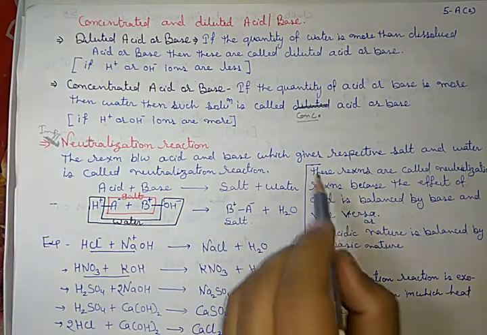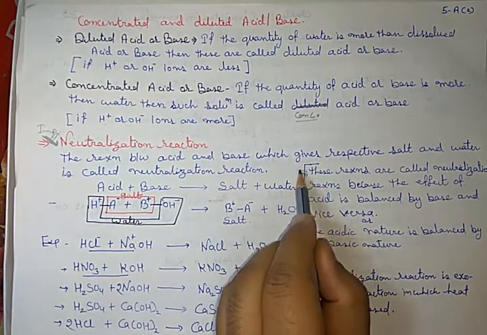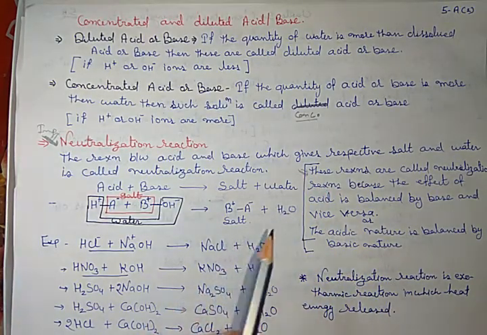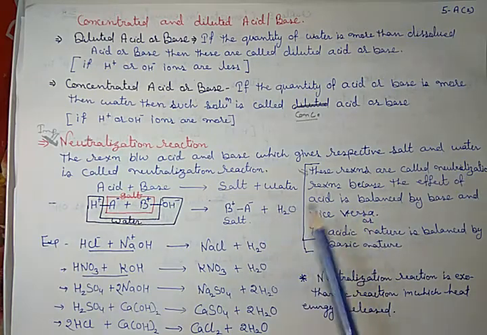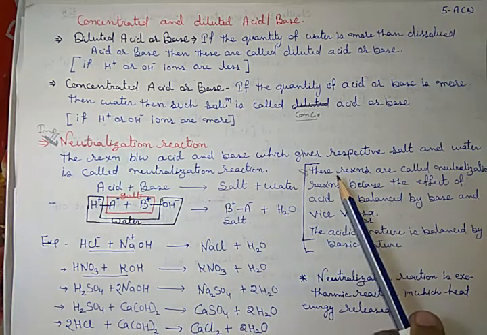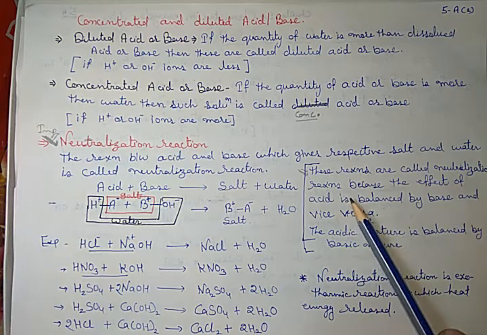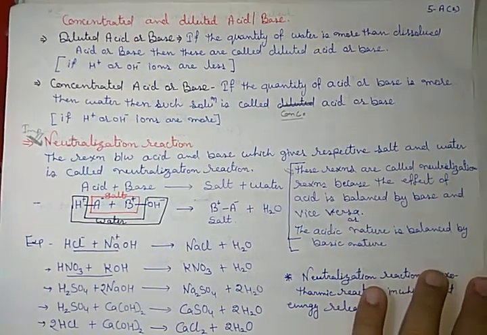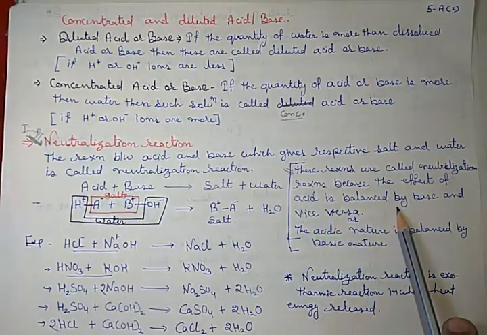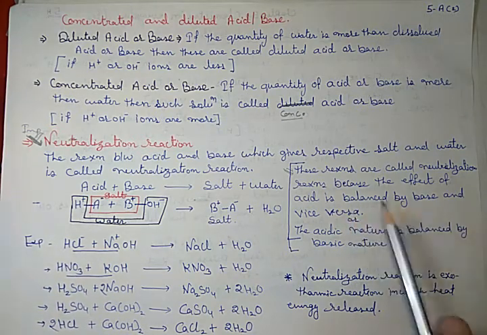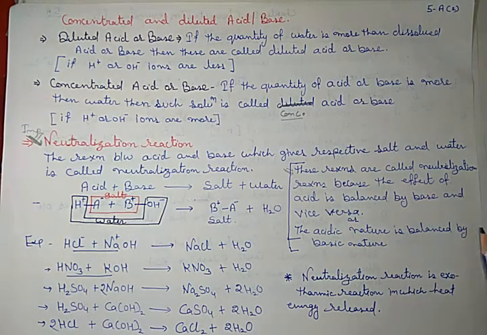Let me clear one thing, a question which was, I think, in 2013: why are they called neutralization reactions? Let me clear that first. These reactions are called neutralization reactions because the effect of acid is balanced by base and vice versa. That means the effect of base is balanced by acid. Or we can simply say that the acidic nature is balanced by basic nature and basic nature by acidic nature. That's why these reactions are called neutralization reactions.